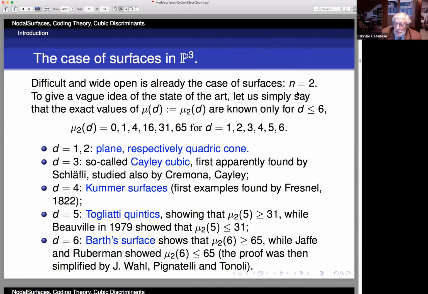Already the case of surfaces, to which I will devote myself, n equal 2, the state of the art is just that the maximum is known only for d at most 6. The maximum is, for d from 1 to 6, 0, 0, 1, 4, 16, 31, 65. Okay, for d equal 1 or 2, we have a plane, which has no singularities, then the quadric cone has 1. For d equal 3, there is the so-called Cayley cubic, which has 4 nodes, first apparently found by Schläfli and studied by Cremona and Cayley. And for d equal 4, we have the Kummer surfaces. The first example was found by Fresnel in 1822, and they have 16 nodes.